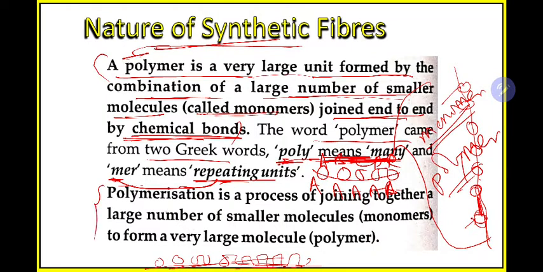So what is polymerization now? Polymerization is a process of joining together a large number of small molecules, monomers, to form a very large molecule, polymer. So what is polymerization? The process in which we join small molecules. Okay, this is known as polymerization.